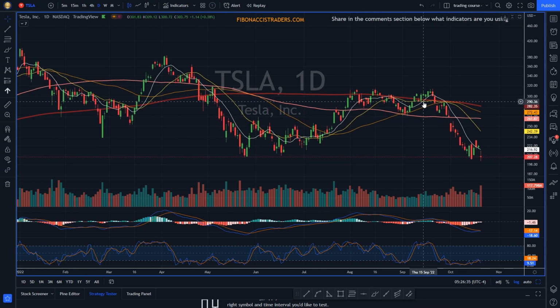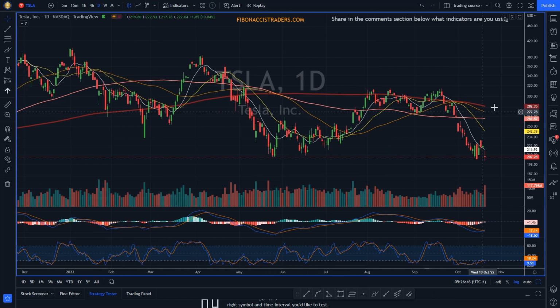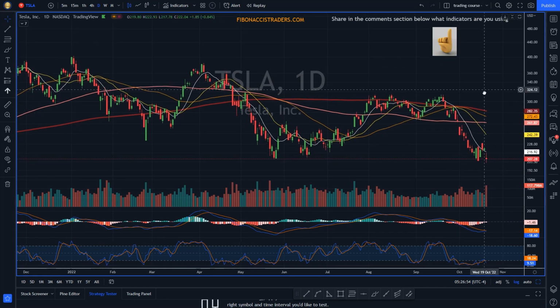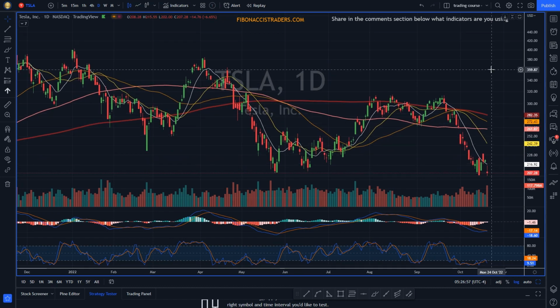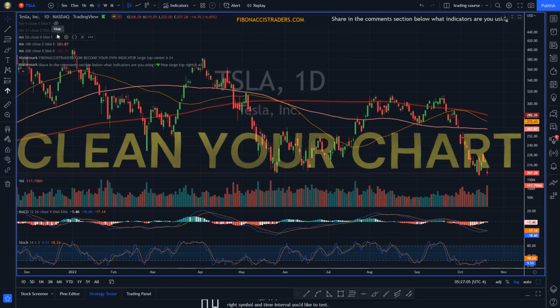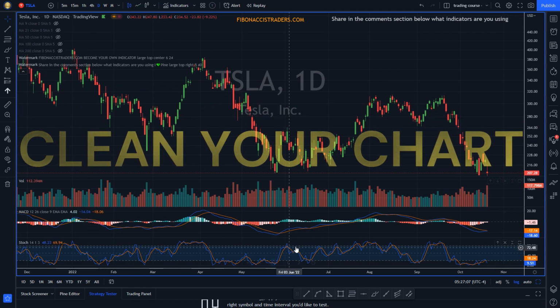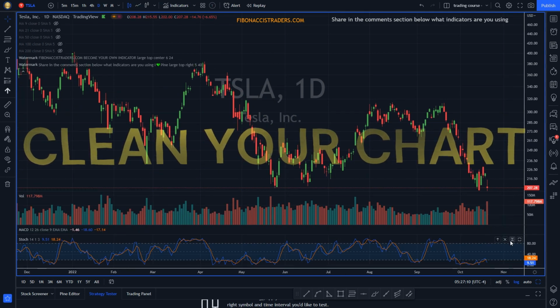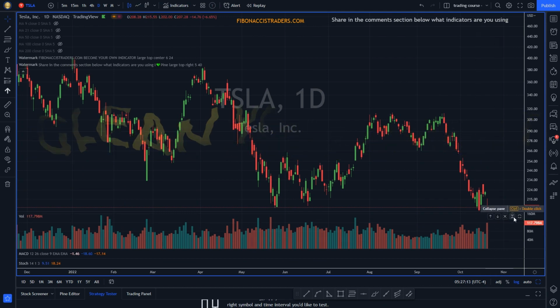How? We get rid of them and clean our chart all the way back to line chart. But before we do it, share in the comments section below what indicators you are using. Does it help you? How does it work for you? Let me know, maybe I will do a video on it. Now let's get rid of all the indicators and see if we can really read price action without any indicator on the chart, not even volume.